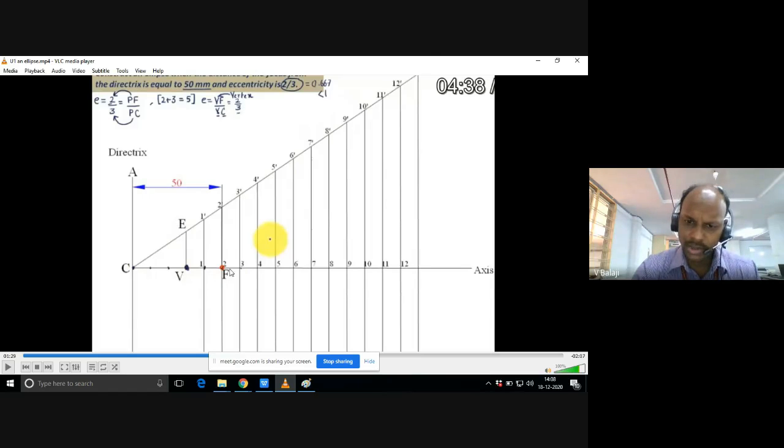Importantly, these vertical lines from the various points I have selected, 1, 2, 3, 4, if you extend them above and below the axis, above the axis we have extended the line. The extension line is perpendicular. So I call them 1 dash, 2 dash, 3 dash.